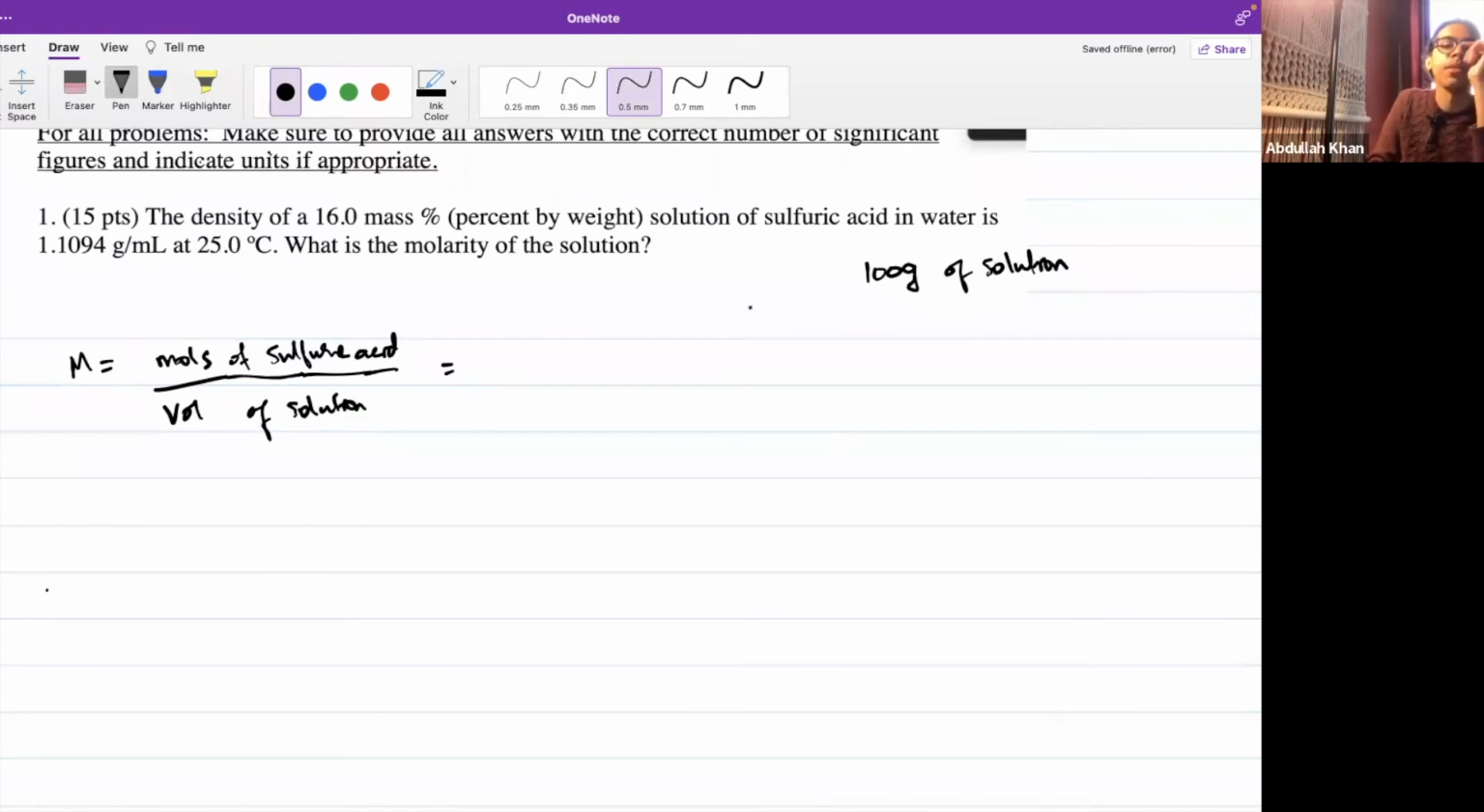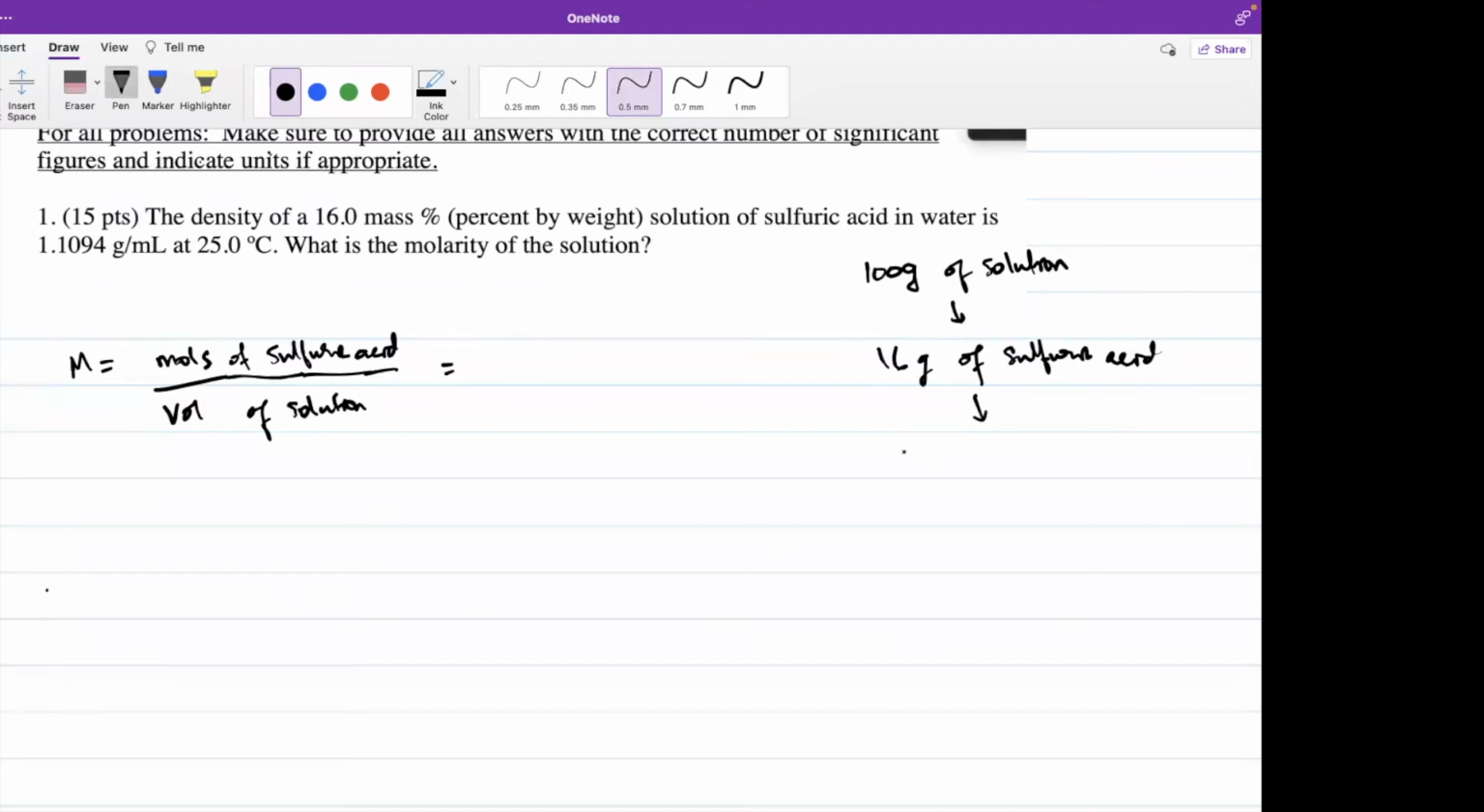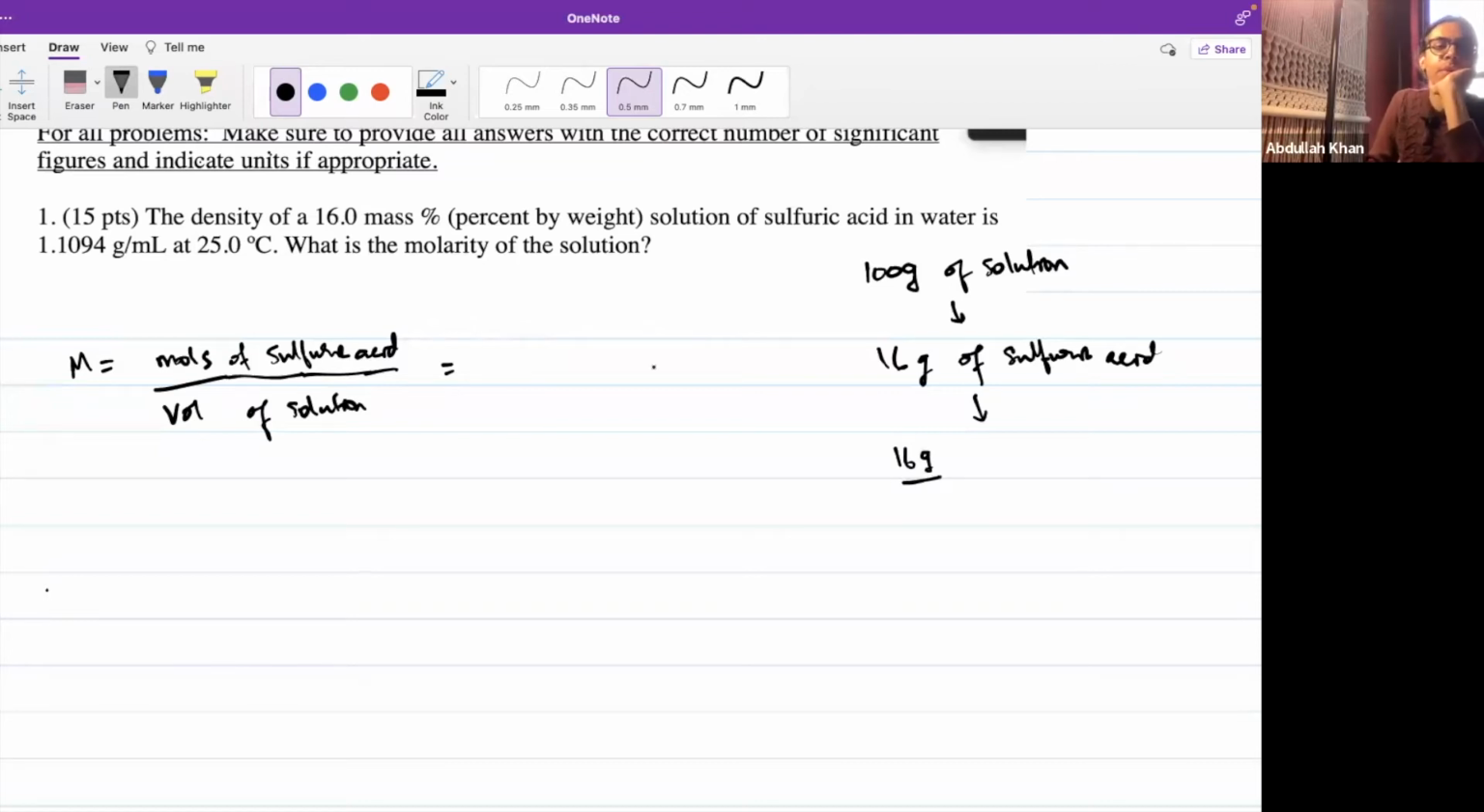Because molarity doesn't depend on how much you start with. The molarity of a little part of the solution is the same as the entire solution. If I take 100 grams of solution, how many grams of sulfuric acid do I have? 16, good, using the percentage. And then I need the moles of sulfuric acid. How do I get that? Mass by molar mass of it. Yep. So I take my 16 grams and I divide by its molar mass.